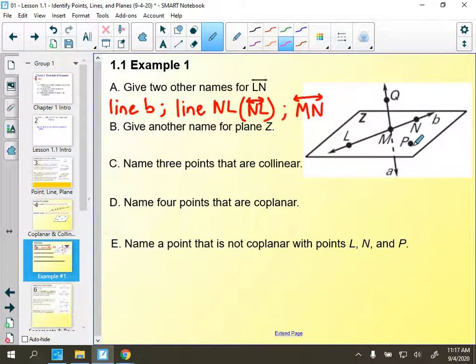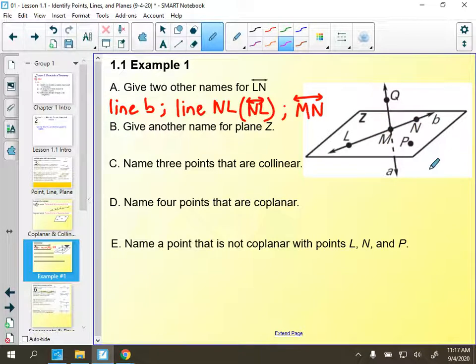I need to get P involved. Q is also off the table because that's not in the plane. It's kind of hovering above it. You've got to think a little bit three-dimensionally here. It's floating above the plane. So any combination has to include P, and then pick 2 of the 3, L, M, or N.